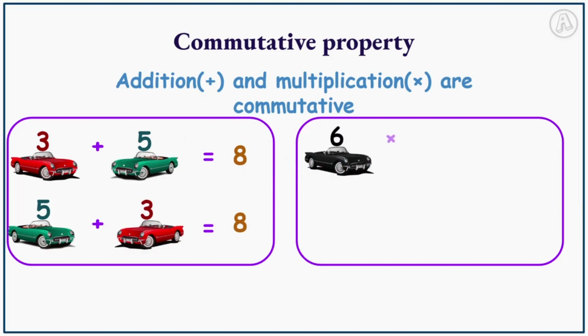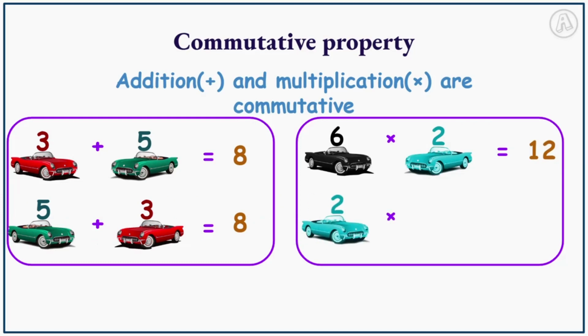If we look at multiplication, 6 times 2 equals 12. And if our cars commute to a different location in the question, 2 times 6 still equals 12. We can clearly see that the order in which these 2 numbers appear in the question does not affect the answer. This means addition and multiplication are commutative. Note that this is not true for division and subtraction.